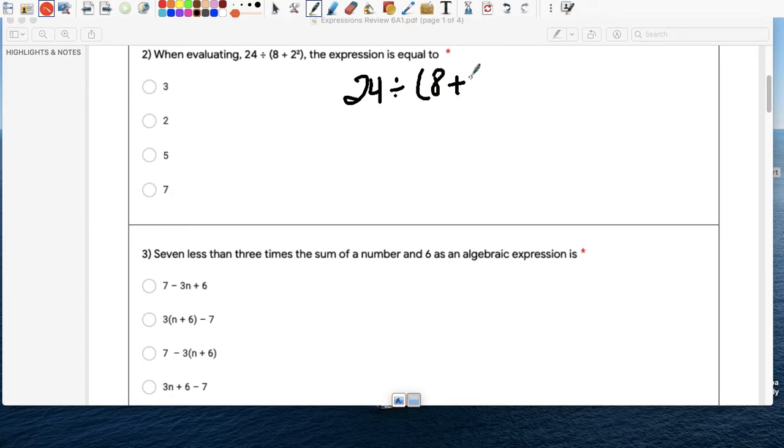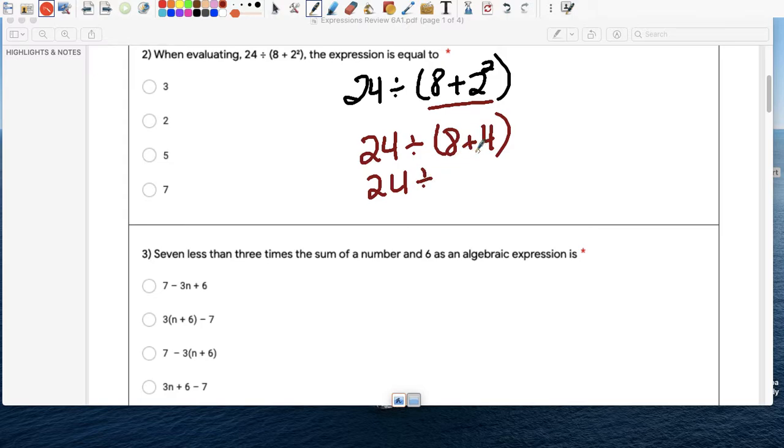We're going to go, oh, this is a very easy one. So we're going to do the grouping first, right? So in here, what do we do? Exponents or addition? Obviously, it's exponents. So 24 divided by, 8 stays, and then plus, and 2 to the second power is 2 times 2, which is 4. Again, continuing. Divided. We've got to finish what's inside here. 8 plus 4 is 12. Ta-da. Now I can do 24 divided by 12, and that equals 2.